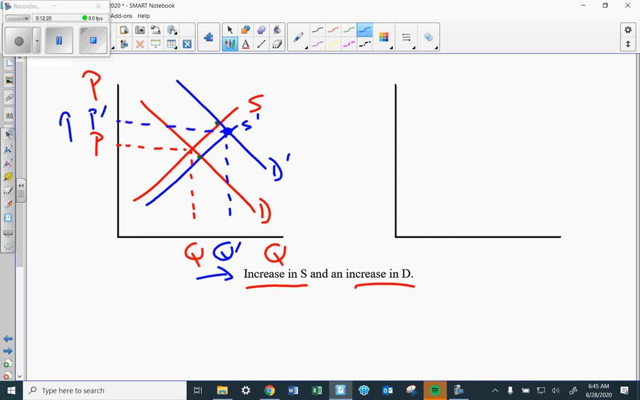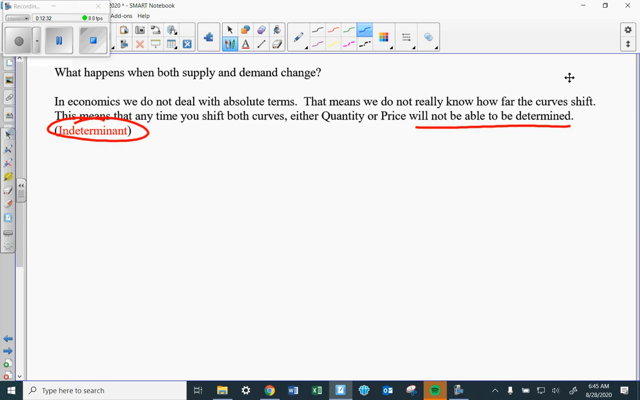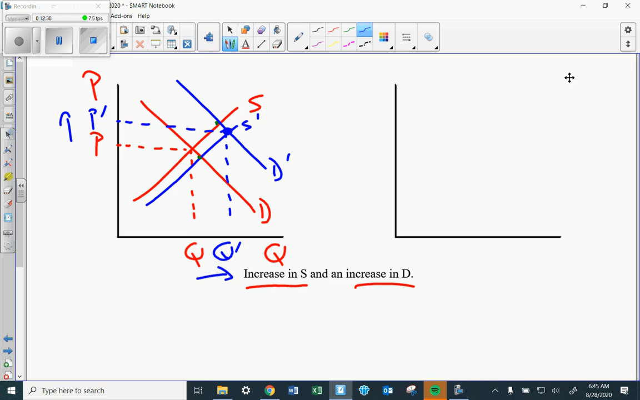Okay, well, wait a minute. Pat Mickey, didn't you just tell me that anytime you shift both the supply and demand curve at the same time, one of them can't be determined? It looks like I was able to determine what happened here. But no, because it depends on how far you shift these curves.